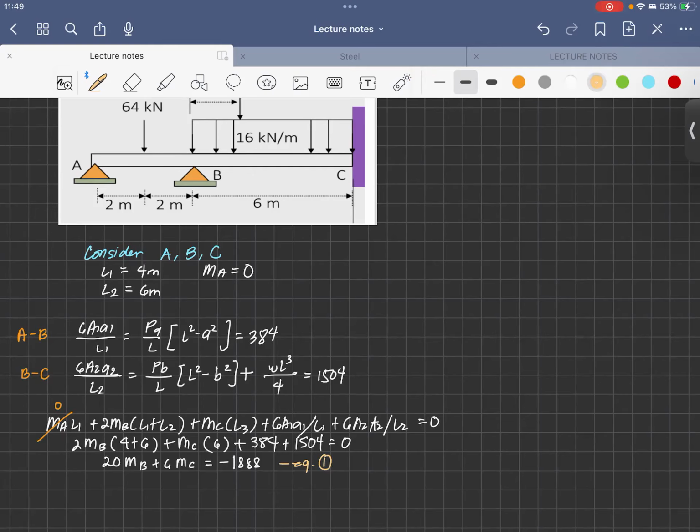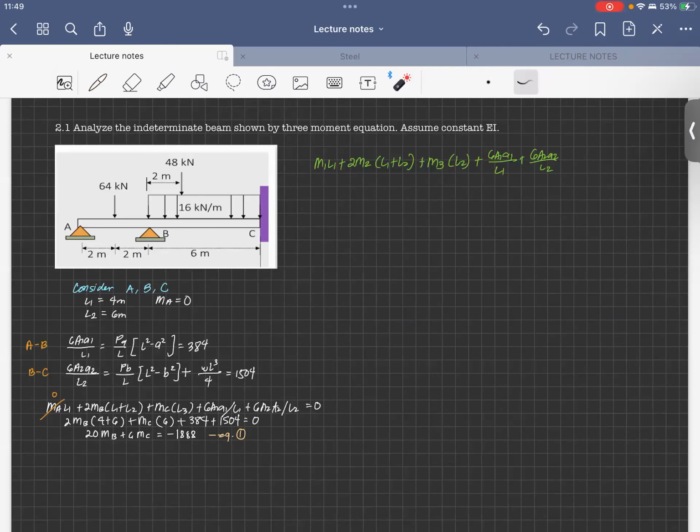Actually, no, see, earlier we have established that this is a second degree statically indeterminate structure. So the degree of indeterminacy actually represents also the number of equations needed para ma-solve natin yung problem. Since we already know that this is a second degree statically indeterminate structure, pwede natin masabi na kailangan ko ng dalawang equation para ma-solve siya. So we already have one. So we need another one.